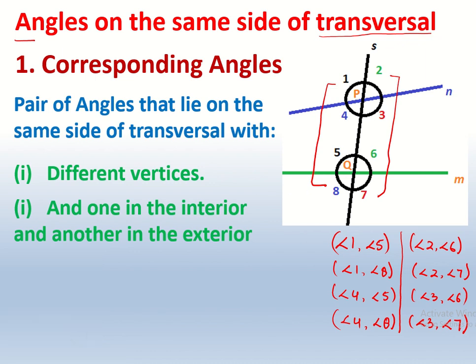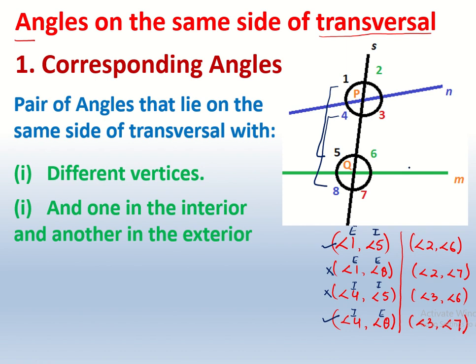Then the second point is one should lie in the interior and another should lie in the exterior. Here angle 1 lies in the exterior and angle 5 lies in the interior, so this pair is a corresponding angle pair. Angle 1 and angle 8 both lie in the exterior, so this pair can't be considered a corresponding angle pair. Angle 4 and angle 5 both lie in the interior, so this pair can't be considered a corresponding angle pair. Angle 4 lies in the interior and angle 8 lies in the exterior, so this pair can be considered a corresponding angle pair.